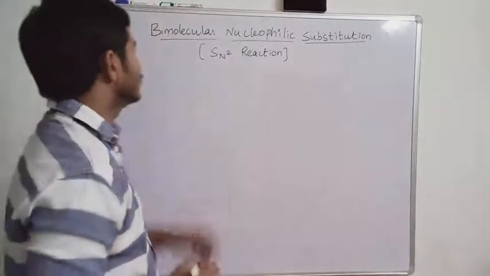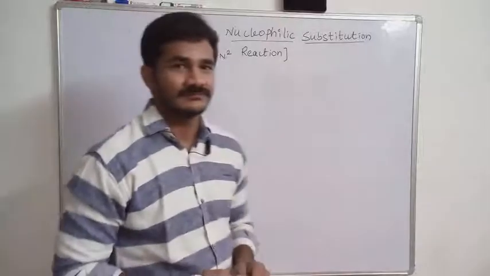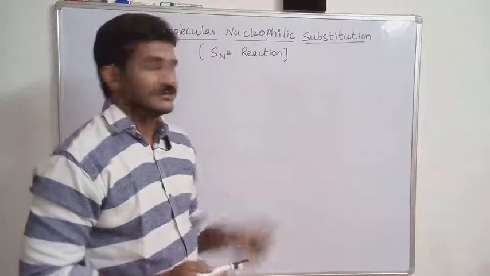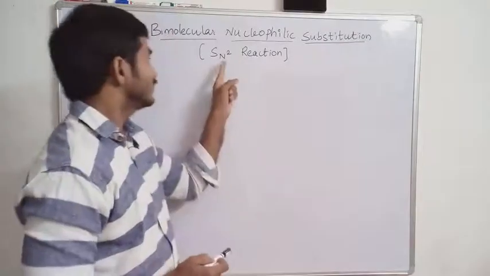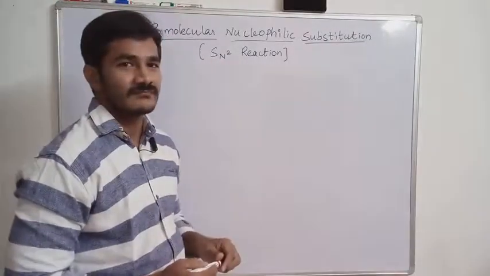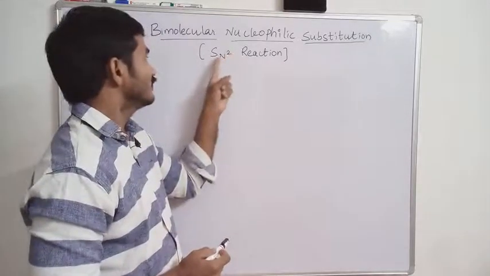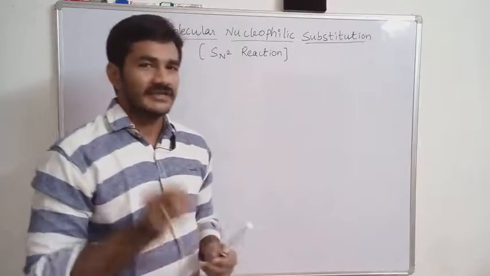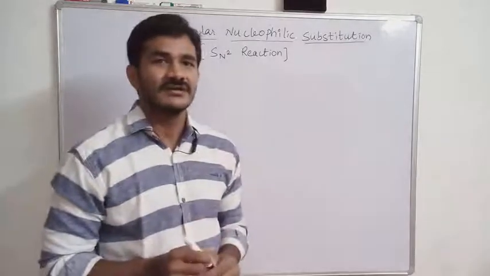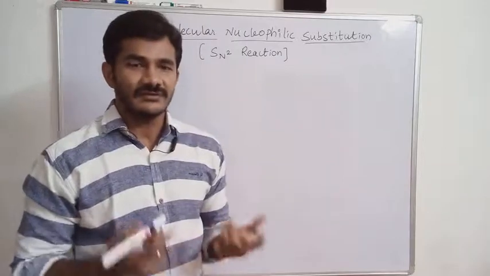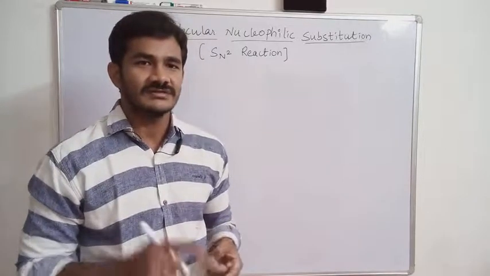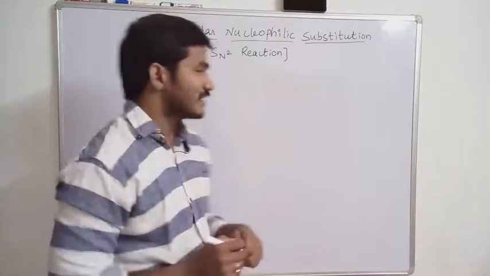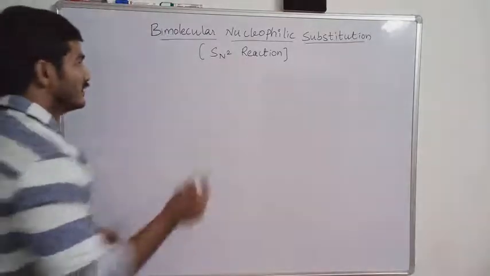Today I am going to discuss the bimolecular nucleophilic substitution. This is generally termed as SN2 reaction. This 2 stands for bimolecular. This is nucleophilic substitution. These are very important nucleophilic substitution reactions. Nucleophilic substitution reactions, we already know, are of 2 types: SN2 reaction and SN1 reaction. There is a lot of difference between these two. Let us talk about the SN2 reaction in this.